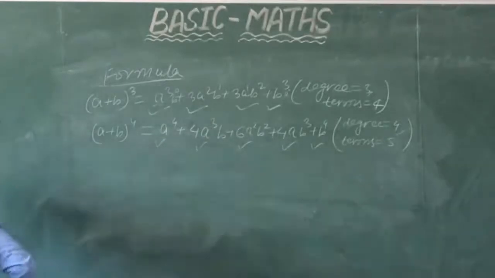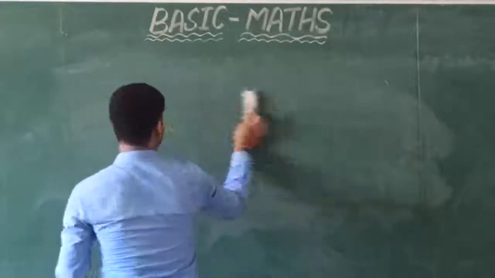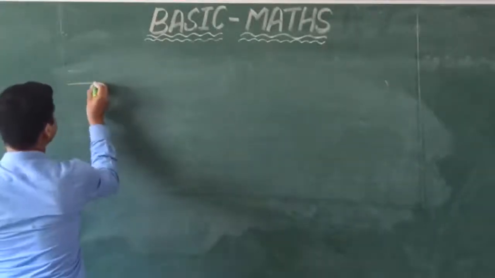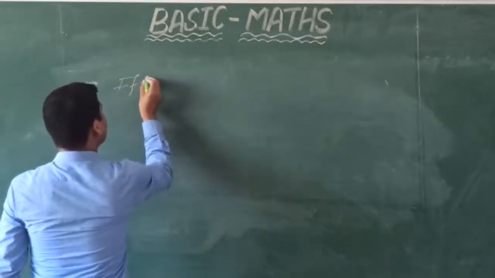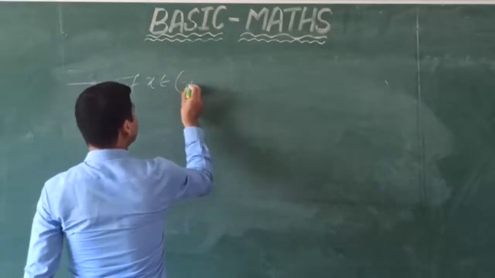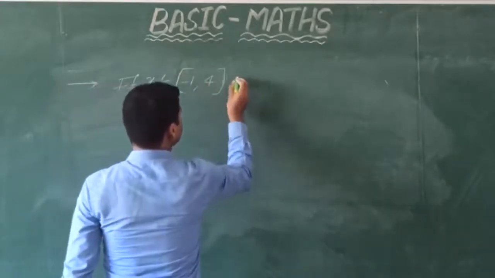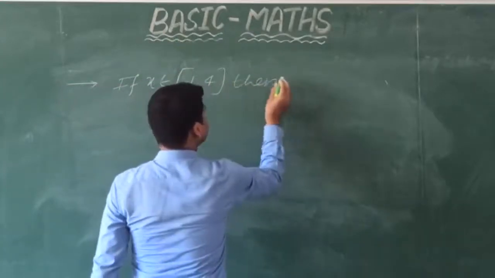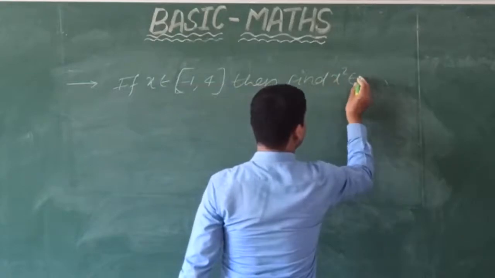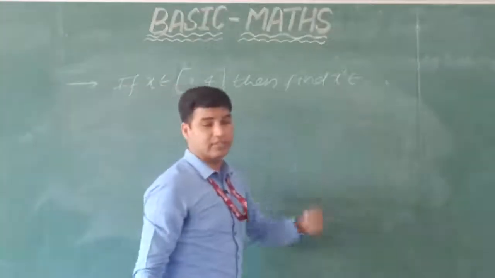Now we are going to start one more example. See this here, one more thing we are going to discuss, that is very very important. Suppose if x belongs to -1 to 4, then find x square belongs to. Okay, this is our question. If x belongs to -1 to 4, then find x square belongs to.